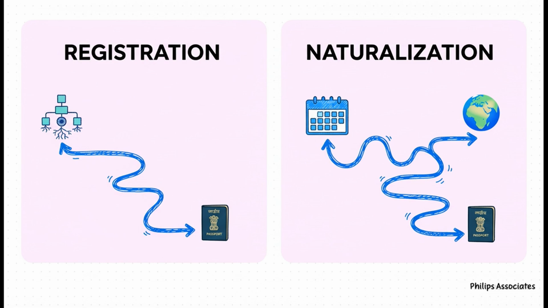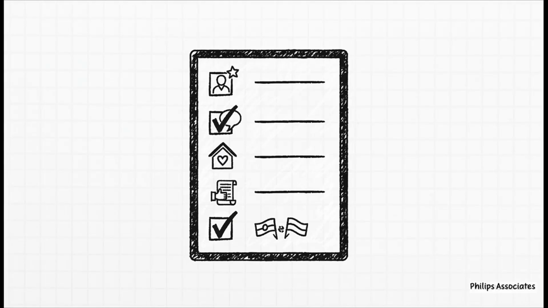Naturalization, under Section 6, is for other foreigners, and here the bar is set quite a bit higher. You're looking at a much longer residency requirement. You need to have lived in India for 11 of the past 14 years, and that last year has to be totally uninterrupted. But hey, naturalization isn't just a waiting game.